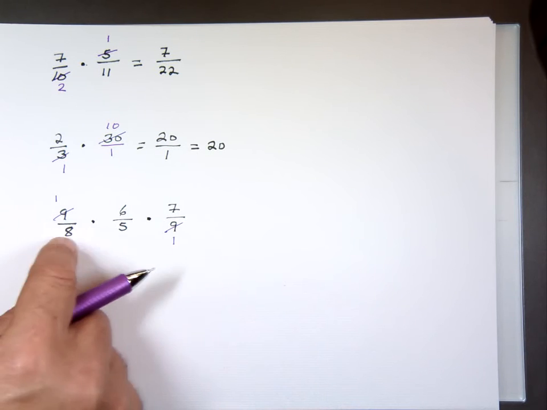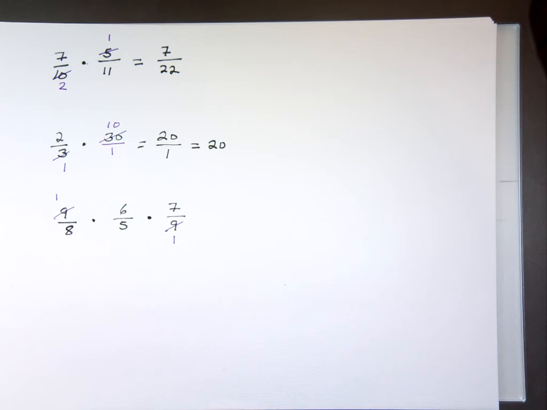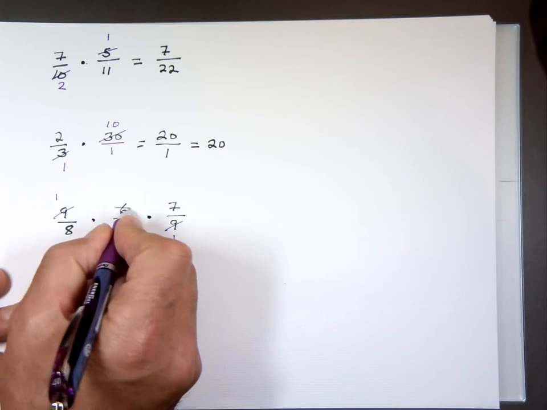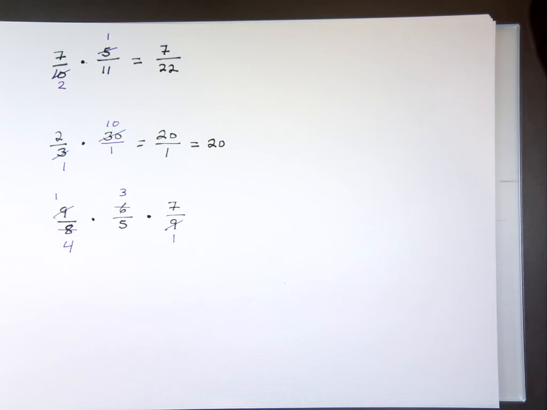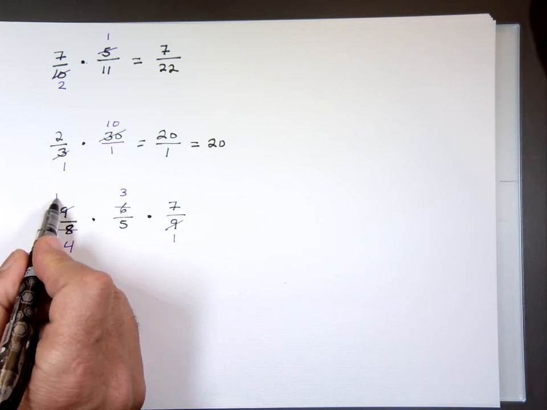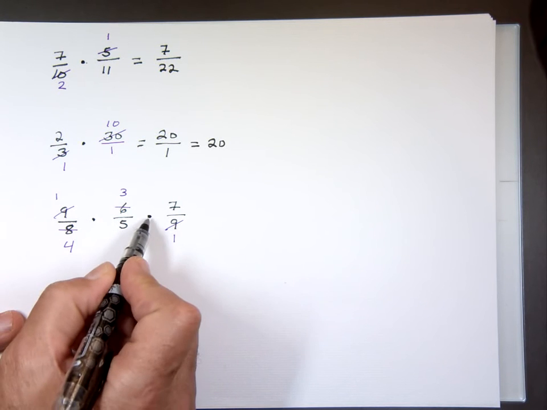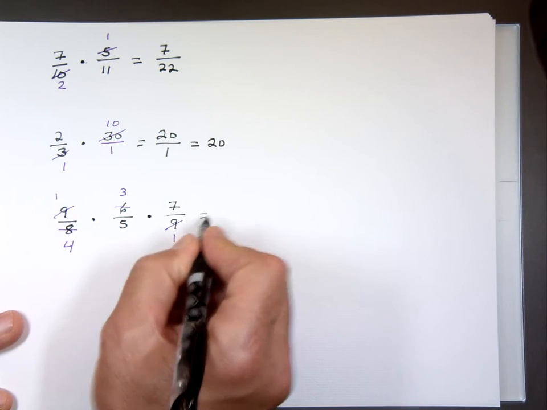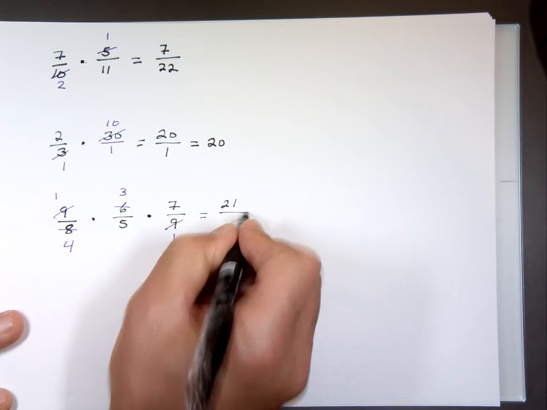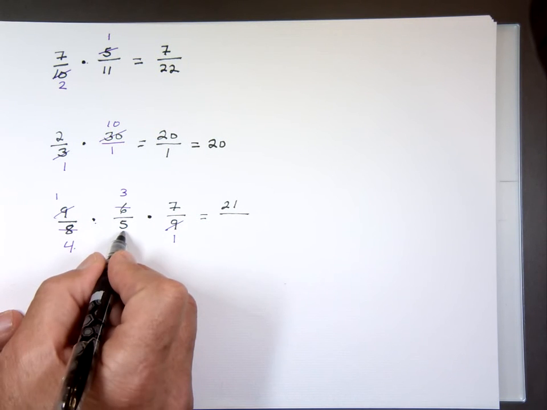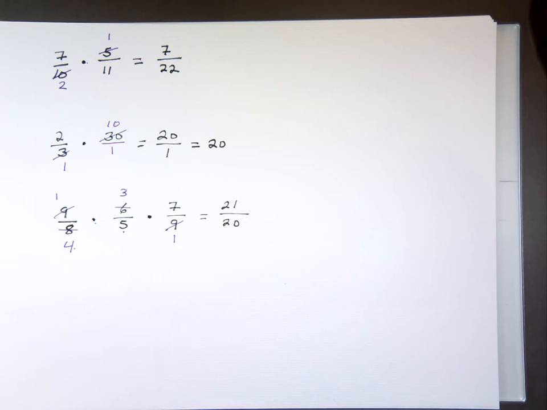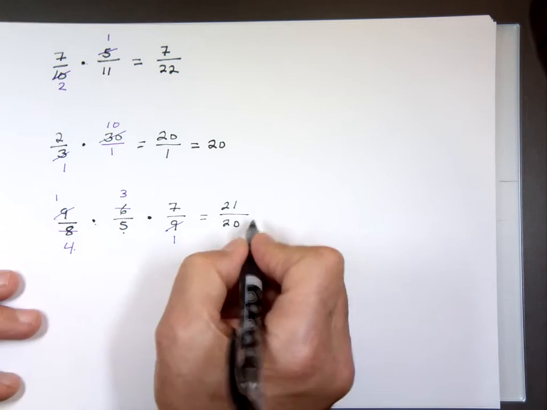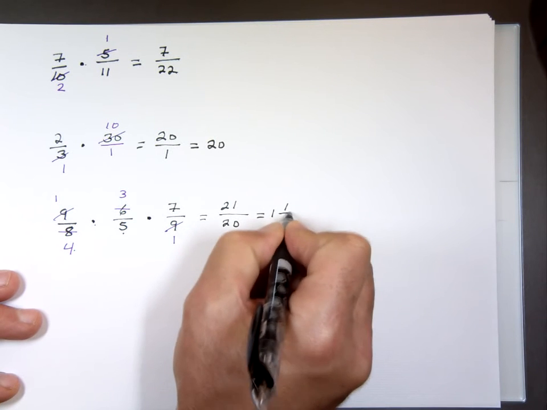Now, 6 and 8, you're right. You can simplify the 6 and 8. You can divide them both by what? By 2. By 2, this is what? 3. And the bottom one is 4. So I have 1 times 3 times 7, which is what? 21. 4 times 5, which is 20, times 1, which is 20. 21 over 20. And if you divide them, that's 1 and 1/20.